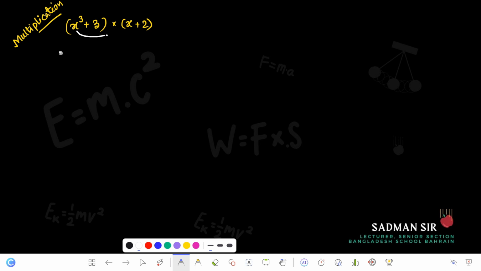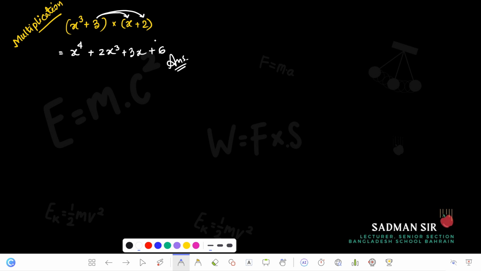first with x cube you have to multiply x. So x cube into x gives me x to the power 4, plus x cube is multiplied with 2 also, so it will be 2x cube. So we are done with x cube. Now we will do it for 3. 3 will be multiplied with x first, so it is 3x, and then 3 will be multiplied with 2 also. 3 2s are 6. So that is our answer. The multiplication is quite easy, and I hope you already know it from before.